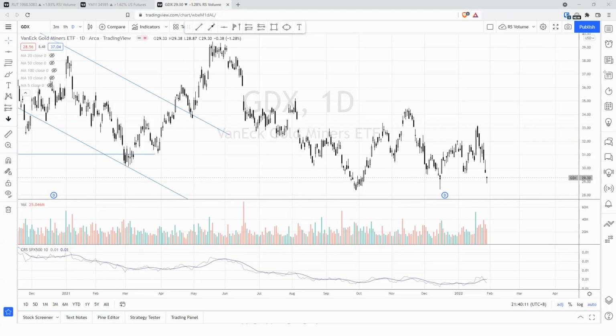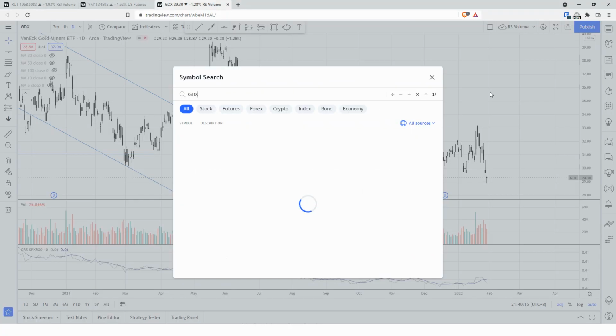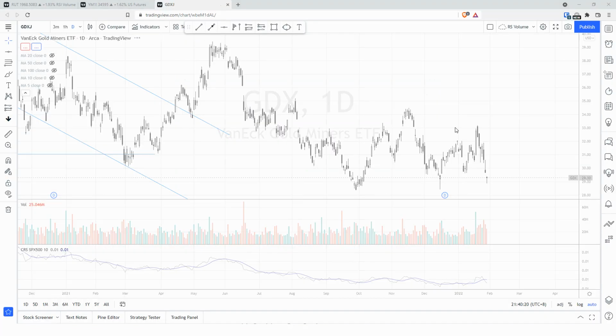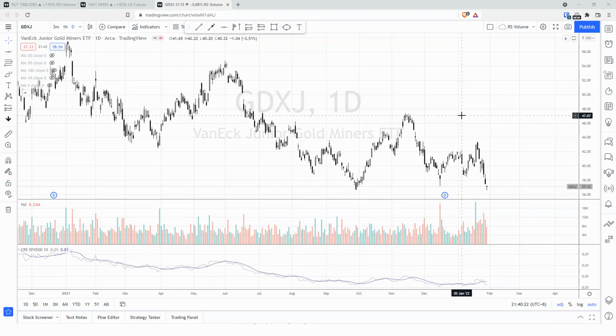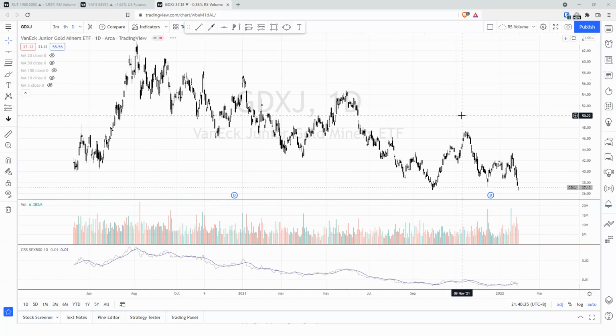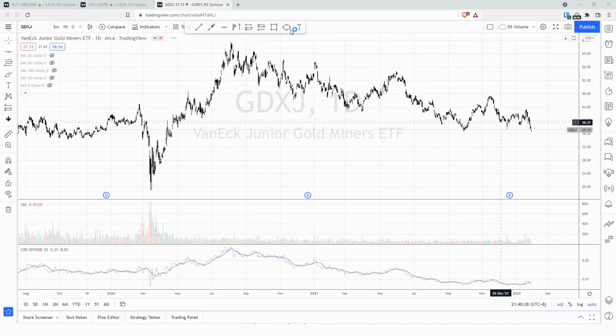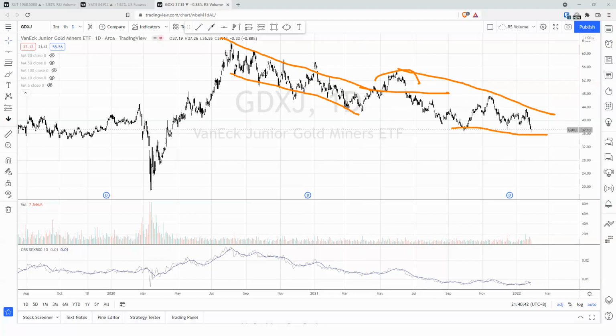GDX, GDXJ. What is GDXJ? Okay, the junior miner. Yeah. So it's a very similar structure to GDX, but we definitely have a downtrend. There was an attempt to break out, but it failed here. So right now it is definitely weaker.